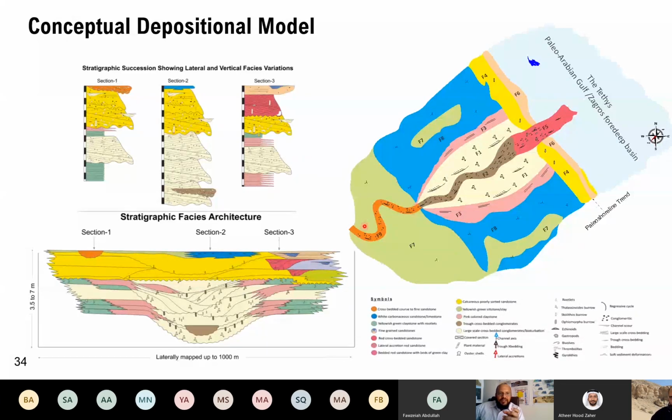If you don't have the right knowledge, it will be very difficult to make sense of or correlate these facies, and this is where we have developed the stratigraphic facies architecture to make it simple for us and for the reader to really understand the lateral facies. Now, the grand slam of this work is the depositional model.